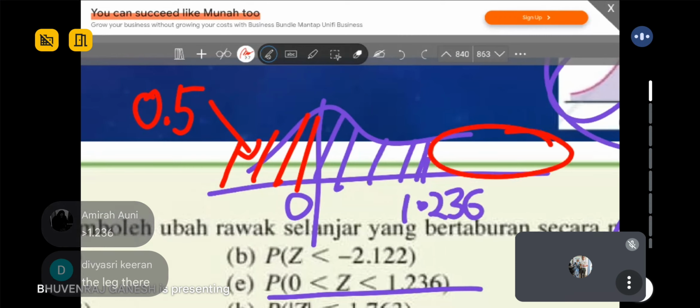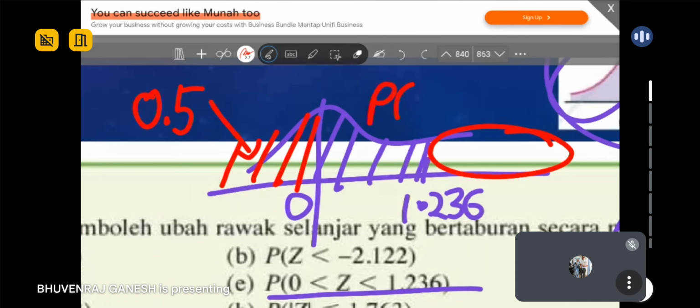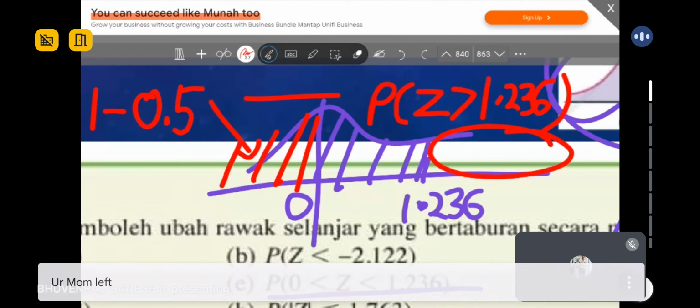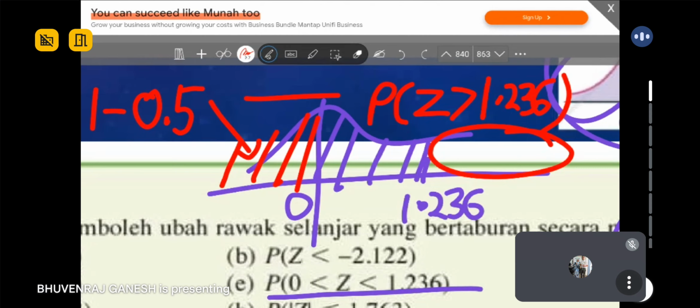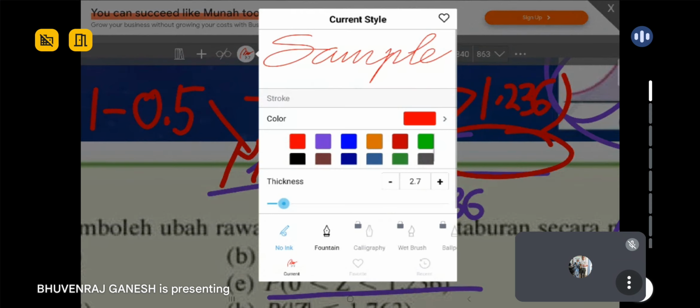Yes. Tengok kawasan ni guys. Ada lagi. Yes. Okay, means you minus probability Z greater than 1.236. Do you all understand? So kamu ambil satu, tolak yang ni, tolak yang ni. So this is the method. Do you all understand? Clear, right? Very simple. Okay, untuk yang ni ada apa-apa silap tak guys?